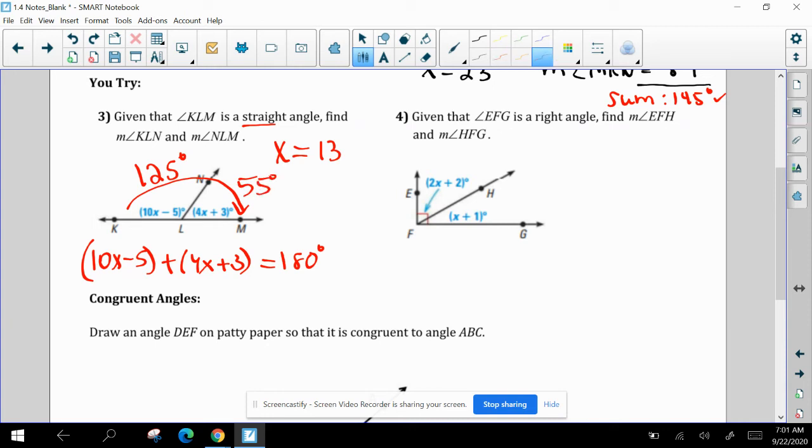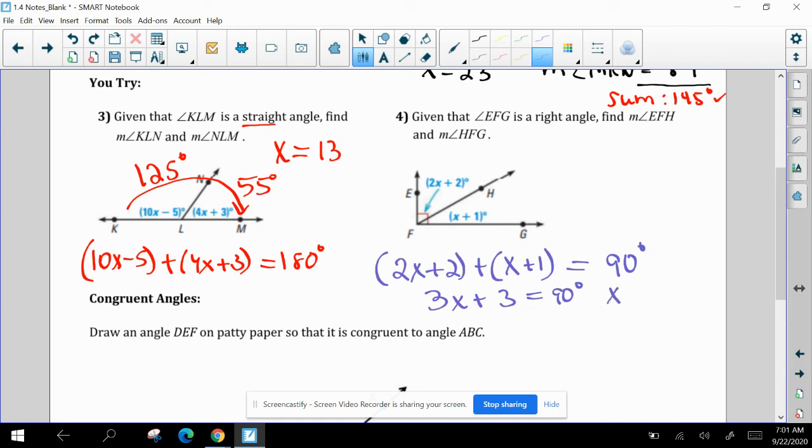In number 4, instead of adding up to 180, the two angles are going to add up to 90. So you're going to add these two angles together, right? And then EFG, EFH, right? That's what we're going to find. So 3x plus 3 equals 90. So then if you did the math, so 87, I got x to be 29.